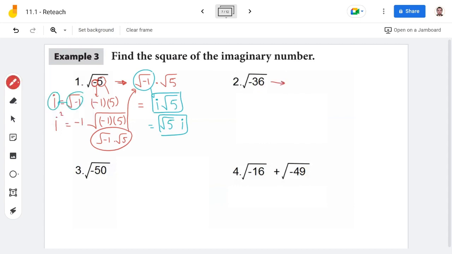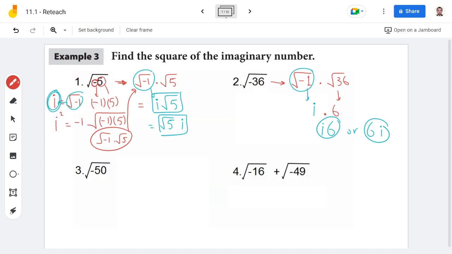Now, let's solve this. First, let's split the square root. So we have the square root of negative 1 and the square root of 36. Now, what's the square root of 36? It is 6. Now, what does the square root of negative 1 represent? It represents i. So now we replace this one with i. So the final answer is i6, or you can write 6i. Both of them are correct.